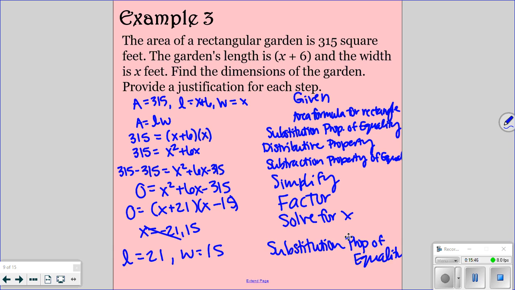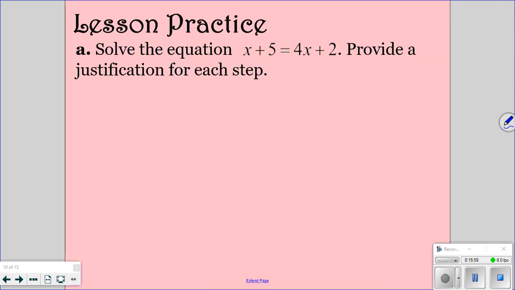Okay, so that's how that one would work. A lot of writing, but they're not terribly difficult problems. They're more getting you to practice the justification part of it. So let's see if y'all can do this practice problem by yourself. After y'all are finished, unpause the video and I'll go over it.